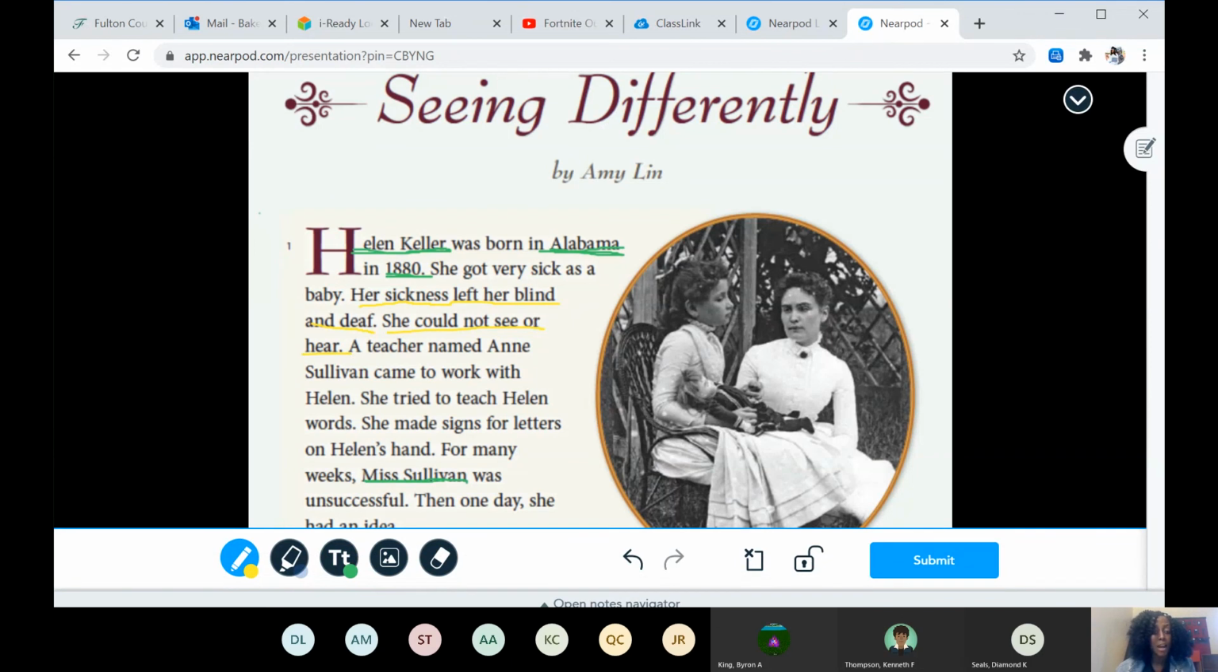Okay, thank you, Canaria. Now somebody give me something about Miss Sullivan. So Canaria gave me something about Helen Keller. Now somebody give me a description of Miss Sullivan. What is she doing? What are her actions? Denise. I know, Byron. I want to hear from some other people, Byron. Denise, what are some of the actions of Miss Sullivan? What is she doing for Helen Keller?